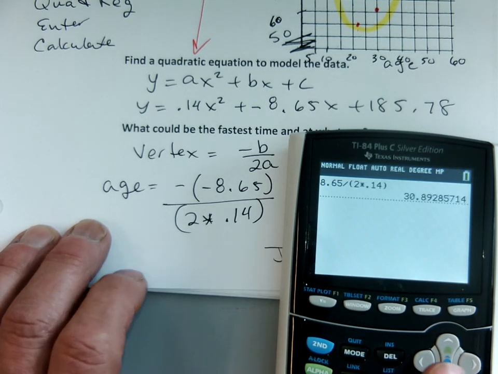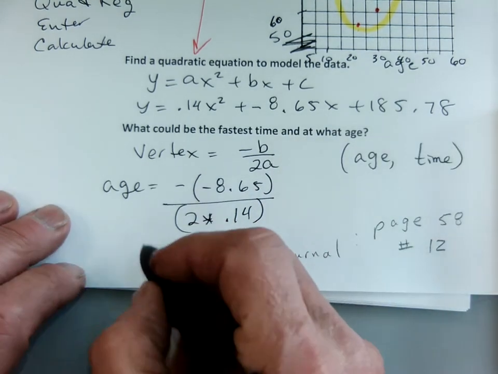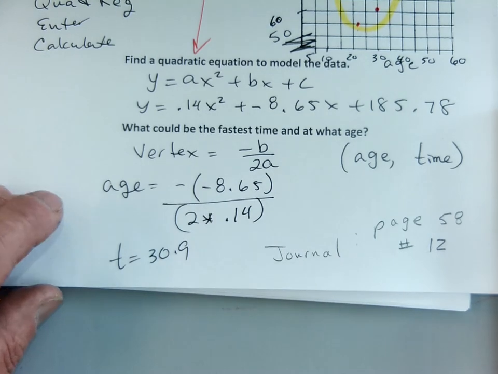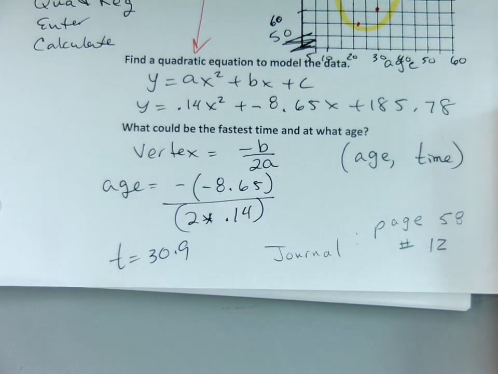Boom. So 30.9. So t equals 30.9, or about 31 years old, which is actually pretty close to the truth. For the Olympic stars, they're right about this age. They've spent their whole 20s training. They've gotten faster and faster. They hit their world records about this age, and then they get slow.